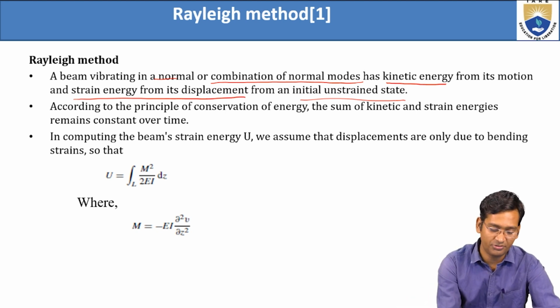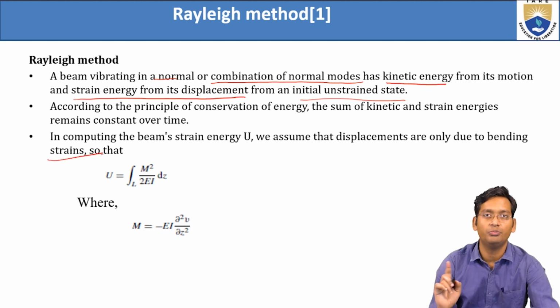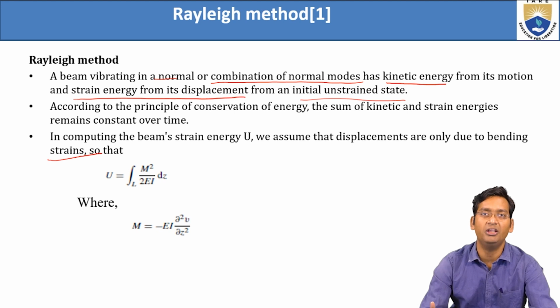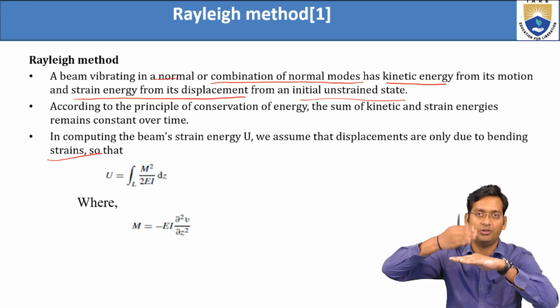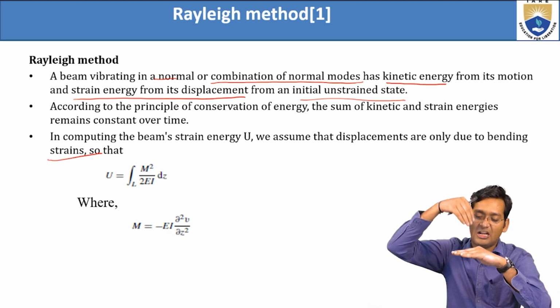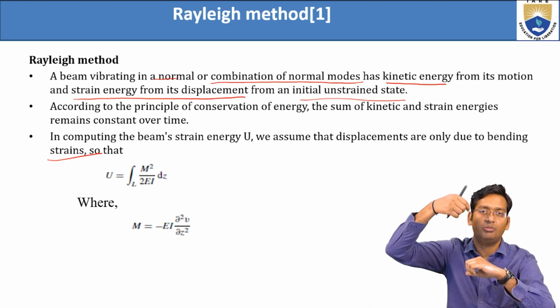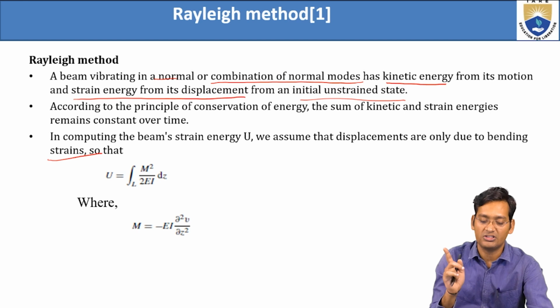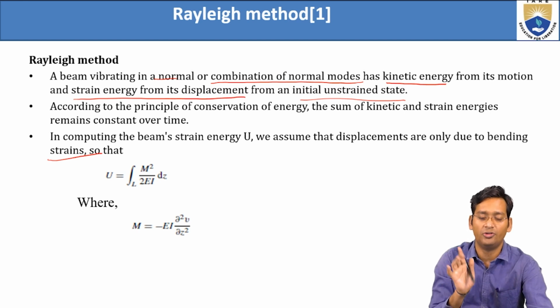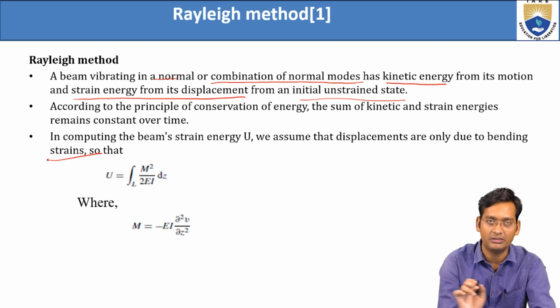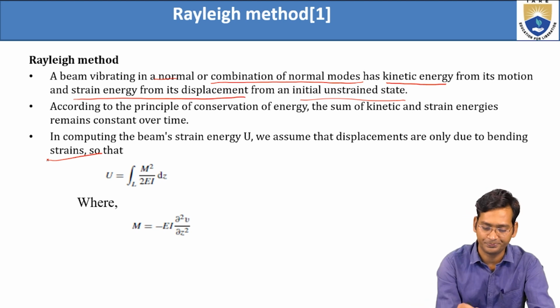In computing the beam's strain energy U, we assume that displacements are only due to bending strain. So displacement is because of bending only, not because of, suppose, we apply a force, and then some compression would be there, or if we strain it, some elongation would be there. That we are not considering. We are considering only the displacement due to bending. So that assumption we have to take.